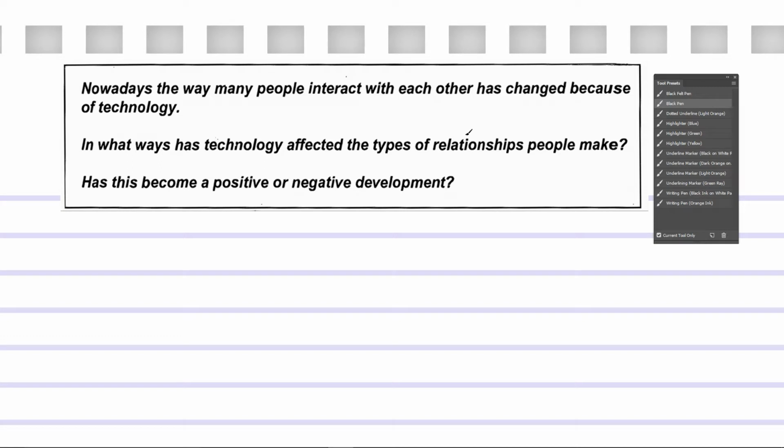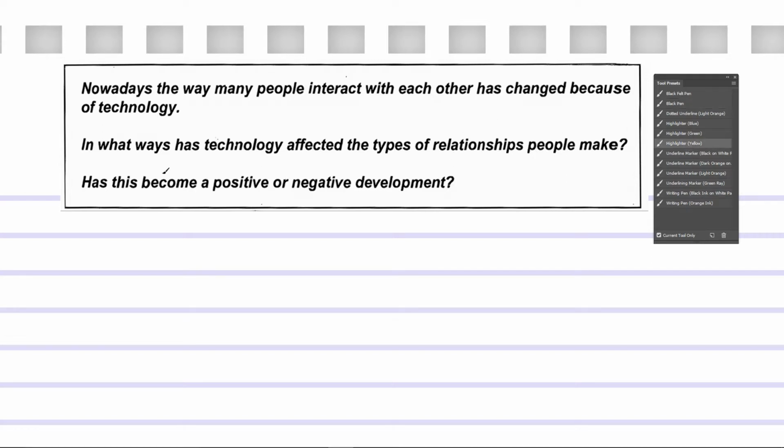Nowadays, the way people interact with each other has changed because of technology. In what ways has technology affected the types of relationships people make? So that's part 1 of the question. Part 2, has this become a positive or negative development? So we have to basically answer 2 parts.